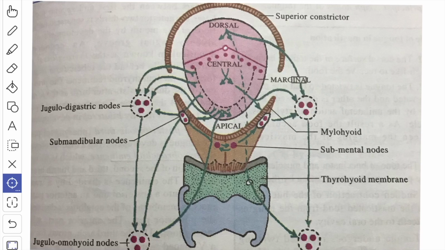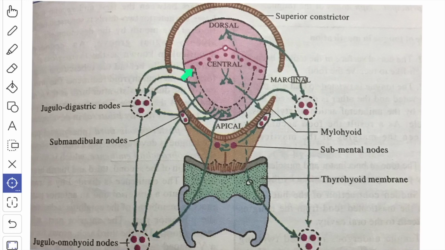Some vessels pierce the mylohyoid muscle and drain into the submental group of lymph nodes. Some vessels pass downward in front of the hyoid bone and drain directly into the jugulo-omohyoid group of lymph nodes. Some vessels drain into the submandibular nodes after piercing the mylohyoid muscle. A few vessels pass deep to the mylohyoid and terminate into the jugulodigastric nodes or the jugulo-omohyoid nodes.